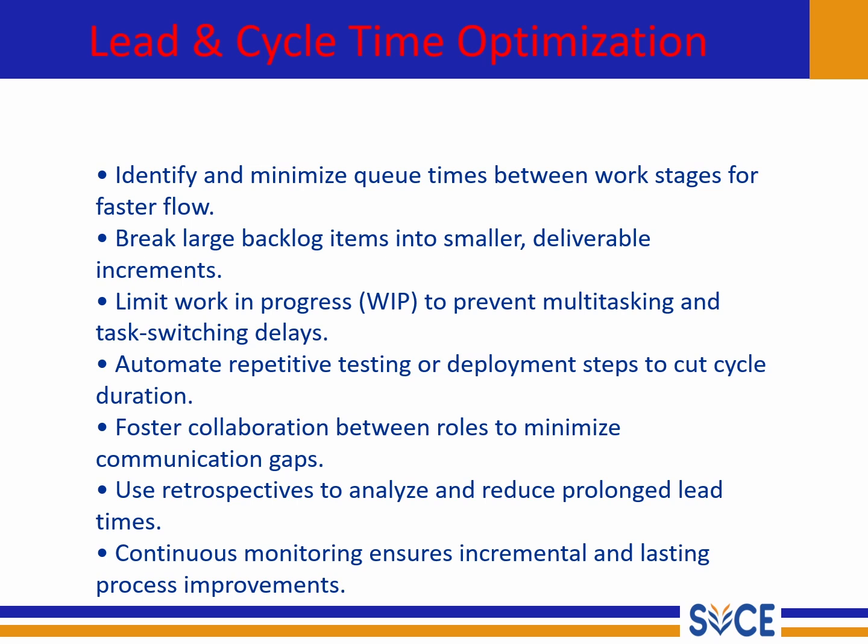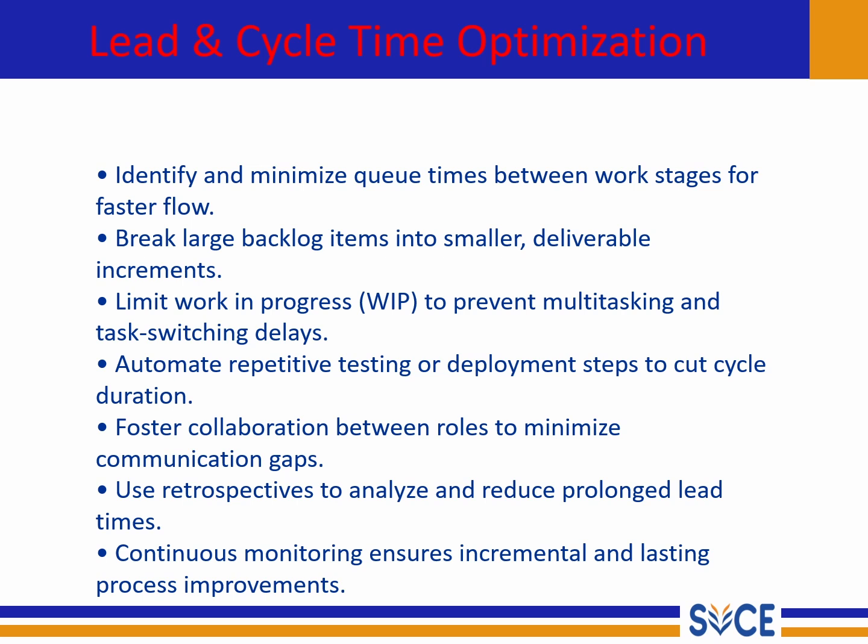Next, we should break large backlog items into smaller deliverable pieces. Smaller tasks move faster through the system and give quick feedback, which keeps the momentum going. Another useful technique is to limit work in progress. When too many tasks are open at once, team members switch between them and that causes delays. So focusing on fewer tasks at a time improves both speed and quality.